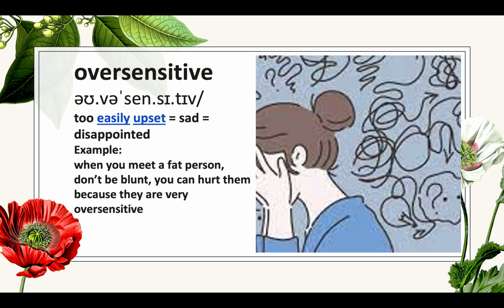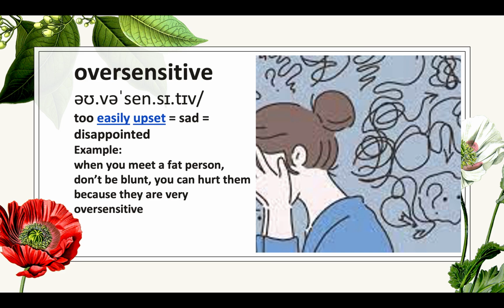And the next one we have oversensitive. Oversensitive means too easily upset, sad, or disappointed. For example, we can say that the women are very oversensitive. Like when you say something about them, they will think about it every day, and they will cry, or I don't know, right? The women are very oversensitive.